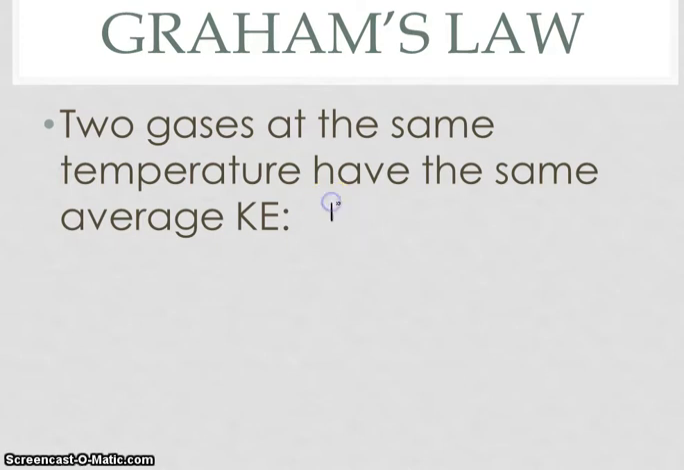Now we should remember that kinetic energy equals 1/2 mv squared, where m is mass and v is velocity. So if we have two gases that are at the same temperature, they have the same average kinetic energy. So what we can do is we can say 1/2 m1 v1 squared equals 1/2 m2 v2 squared. So this is the information about gas 1. This is the information about gas 2.